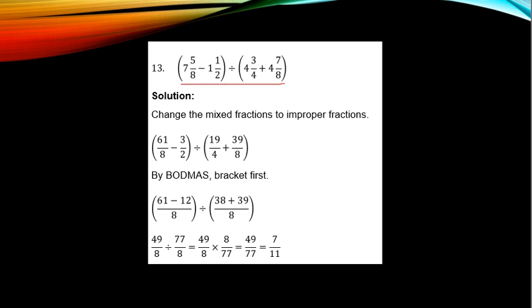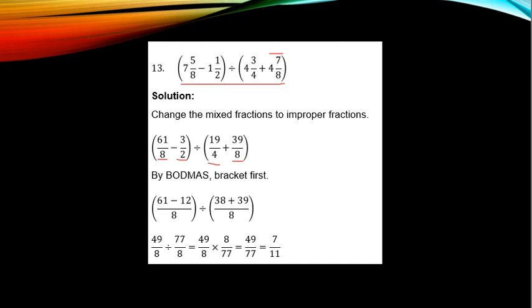If you've listened to lesson 1, it means the first mixed fraction is 61/8. The second mixed fraction is 3/2. The third mixed fraction is 19/4, and the fourth mixed fraction is 39/8. This one is from here, where you have 8 times 4, 32, plus 7, 39/8. We are still working with BODMAS, so the terms in the bracket must be simplified first.